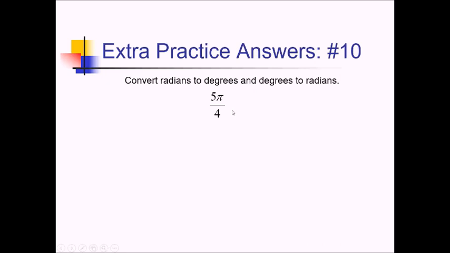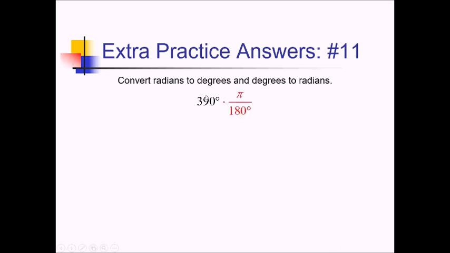So let me multiply by 180 over pi. Pi's are going to cancel. And I know that 180 divided by 4 is 45. So we have 5 times 45, which gives me, 4 times 45 is 180, so another 45 added to that is 225 degrees.